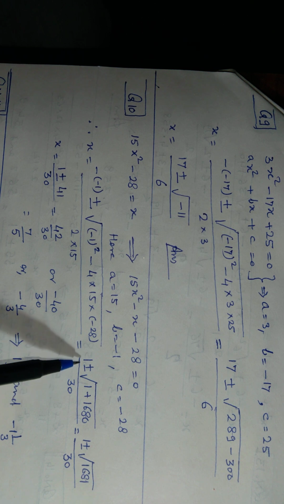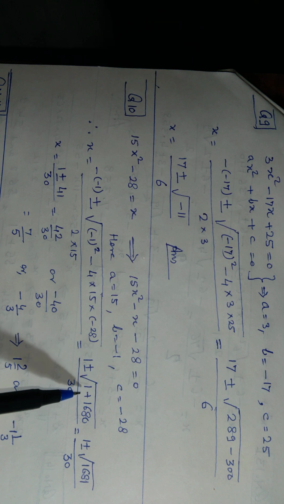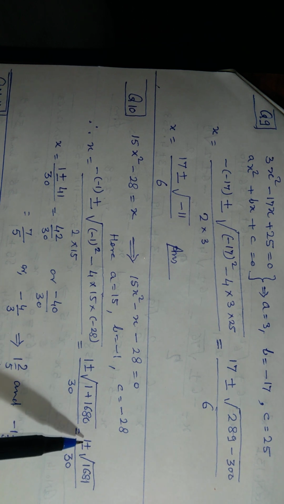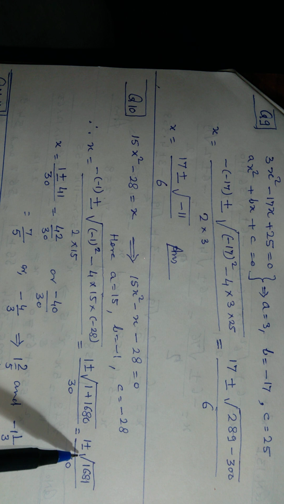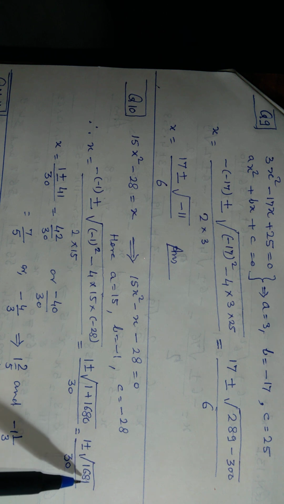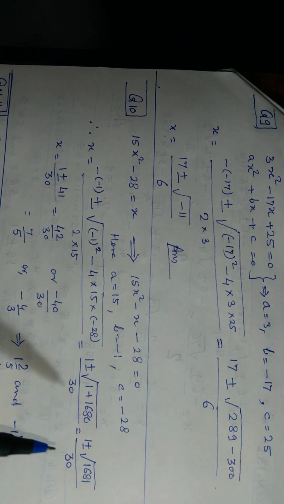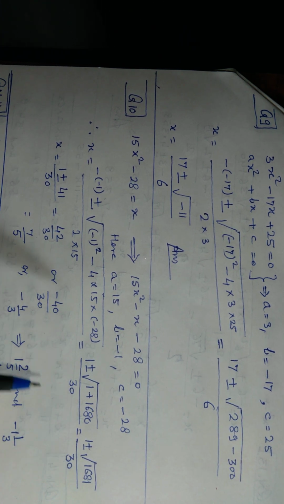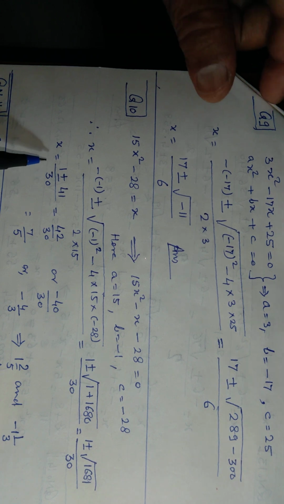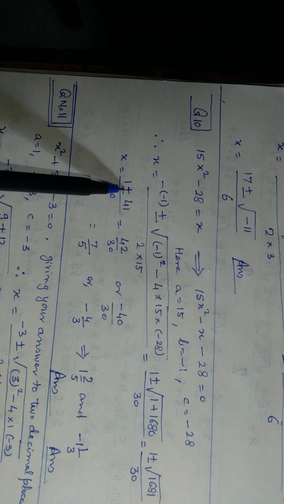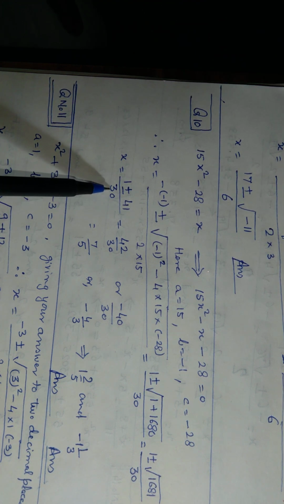This will be equal to 1 plus minus root 1 plus 1680, whole divided by 30. It will be again 1 plus minus root 1681. Find out the square root of 1681, it will be equal to 41. So x will be equal to 1 plus minus 41 divided by 30.